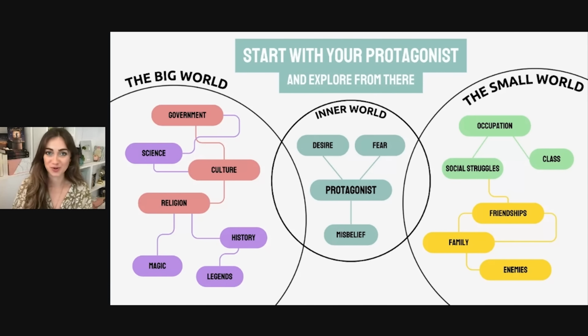We are starting with the protagonist. We see what they care about. We see what matters personally to them and would continue to matter to them even if we took them out of this world. And then we start to expand and explore from there.